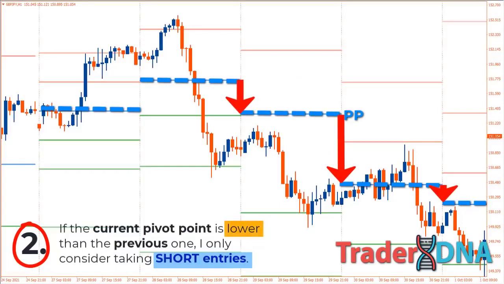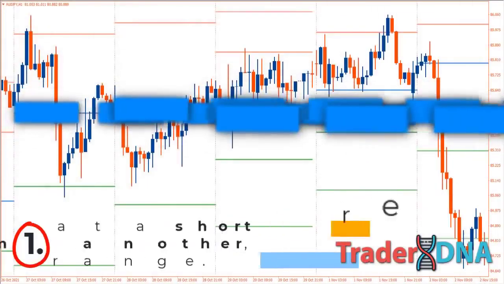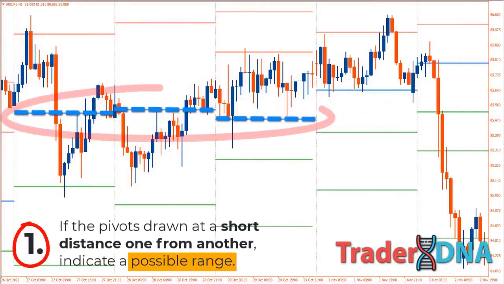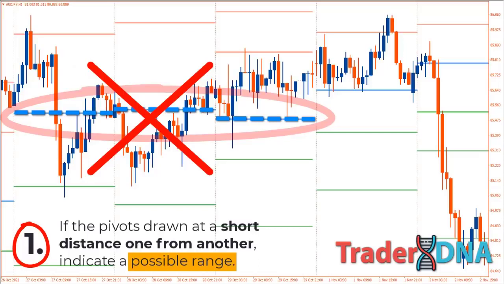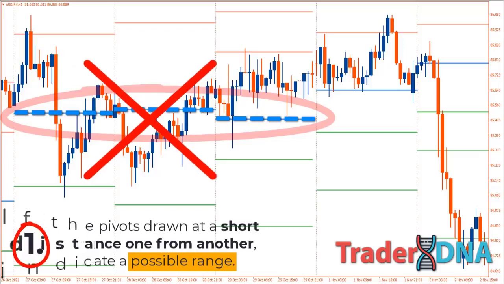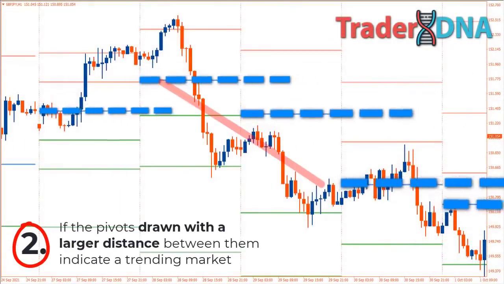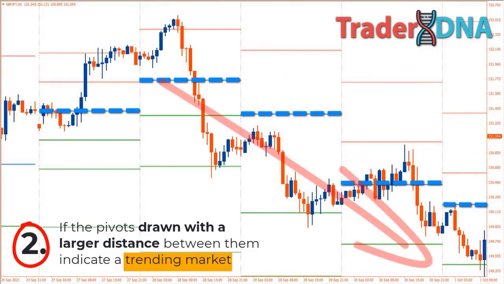I also take into account the distance between the main pivots. First, pivots drawn at a short distance from one another indicate a possible range. I avoid trading on markets where the most recent pivots are close, as it will most likely stay flat and offer low probability entries. Second, pivots drawn with a larger distance between them indicate a trending market.